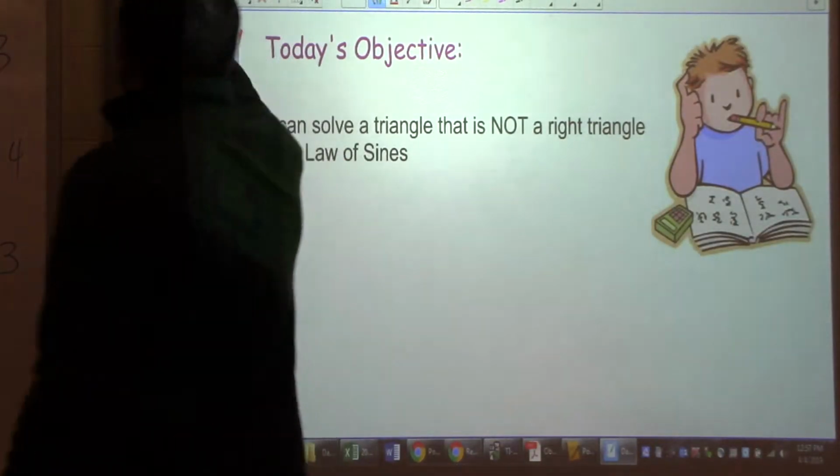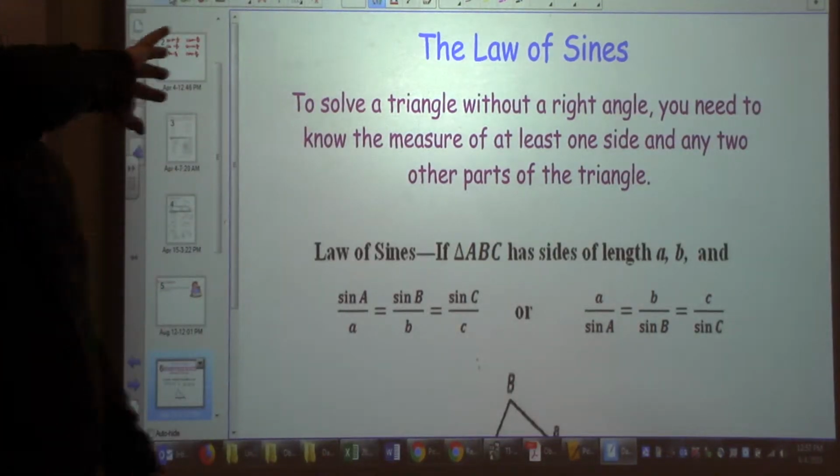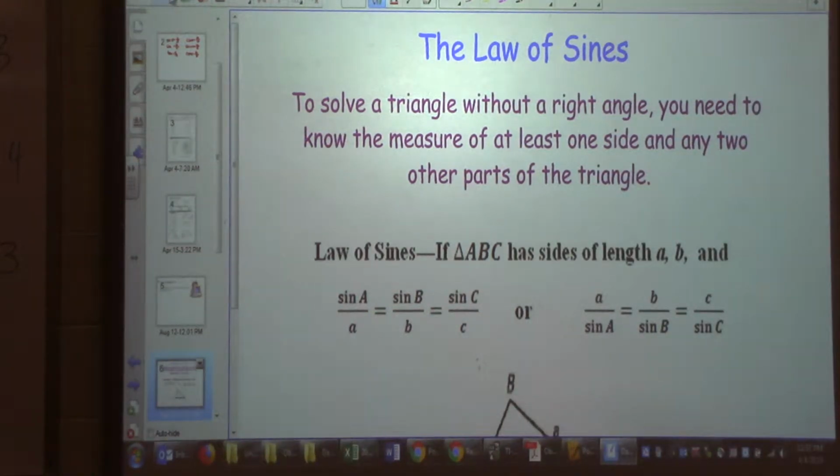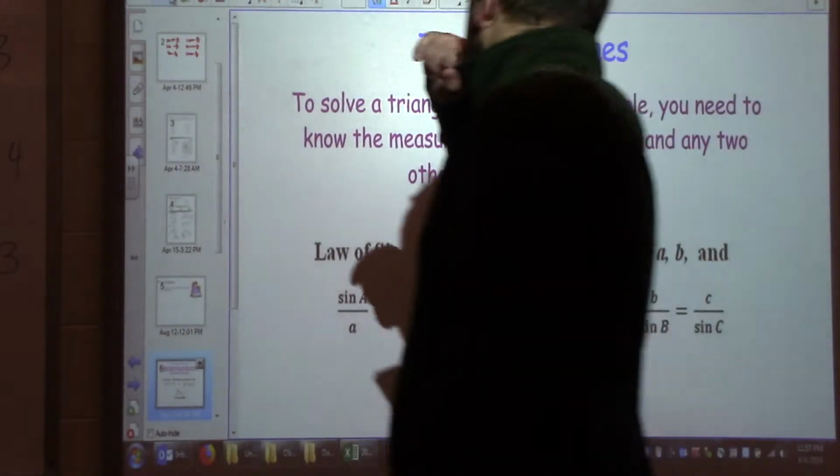Now, everything we've done so far in trig has been using right triangles. Right? All 6 trig functions we've learned, you had to have a right triangle to do. Now, with law of sines and law of cosines, we can do that without a right triangle. Right, with any type of triangle, we can use law of sines and law of cosines.